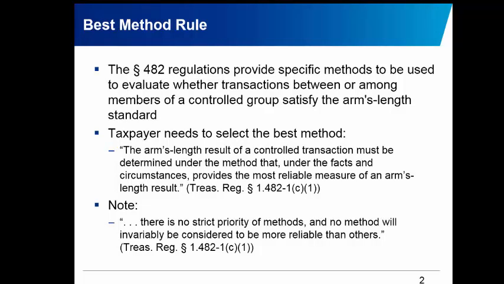The 482 regulations provide different methods that you can use to determine whether the transaction you are analyzing satisfies the arm's length standard or not. There are 2 points to be noted. The first one is that you have to select what we call the best method, meaning that you need to analyze very specifically the facts and circumstances around your transaction, and depending on them, you have to choose the method that fits best the transaction you are analyzing.